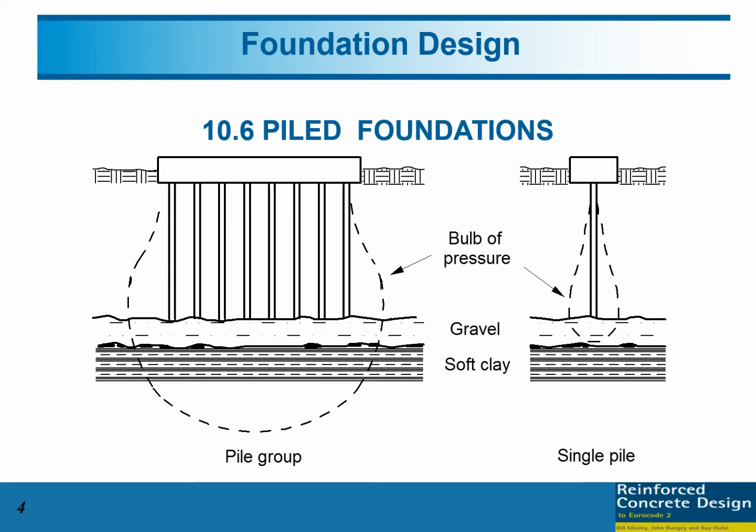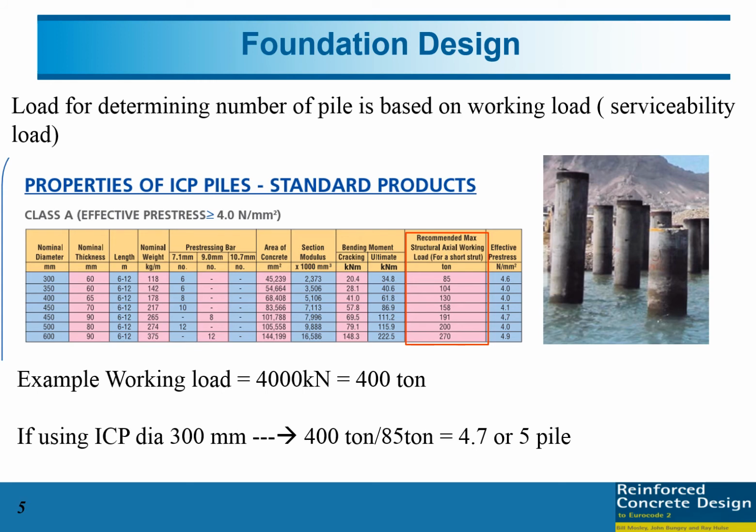And then you can see here this pile is put on the gravel. So in this design, the engineer decided to put it on the gravel because the strength of the gravel is sufficient to support the loading. Okay, and then you can see here the properties of the ICP piles. ICP piles in practice we also call spun piles. So the hollow circular pile.